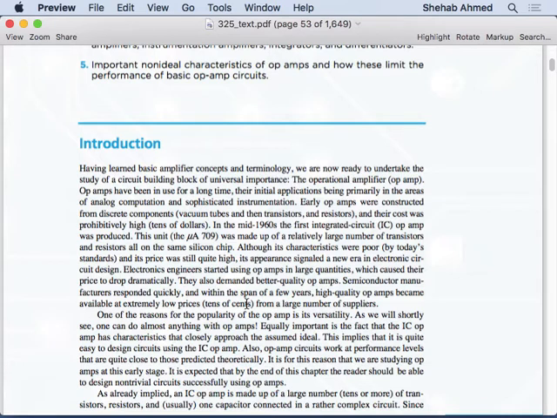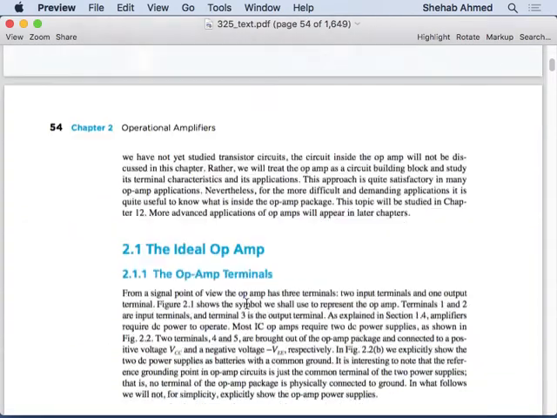So the ideal op amp has a gain of what? If you studied 214, what is the open loop gain of an ideal op amp? Infinite. You remember? No? I don't know. Okay, so anyway, we'll study this in this chapter.